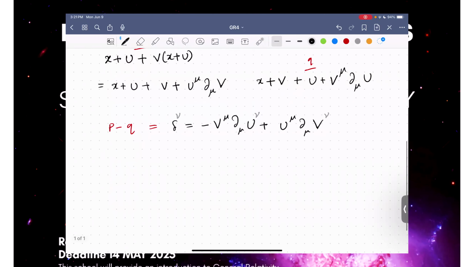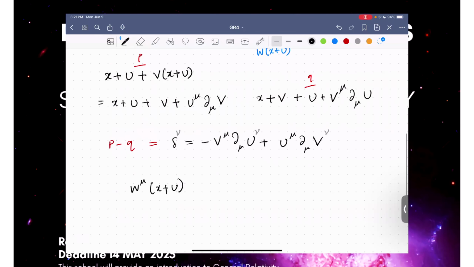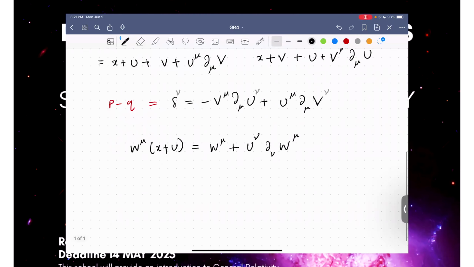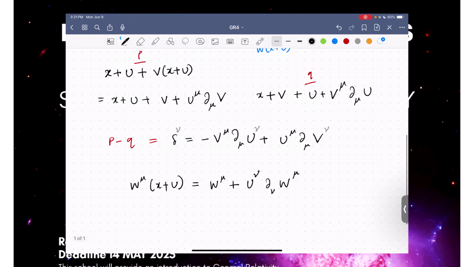So any vector field, W with the index mu at x plus u, we can always expand using Taylor series. And so what you're going to find is W mu of x, plus u^nu times the first derivative of W^mu with respect to x^nu. Okay, now this is true for any vector field.